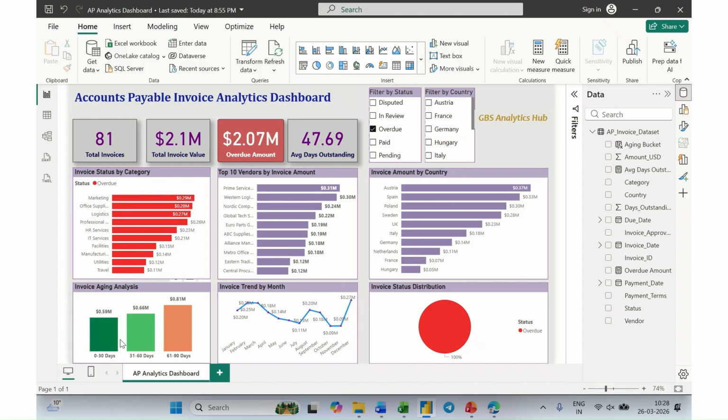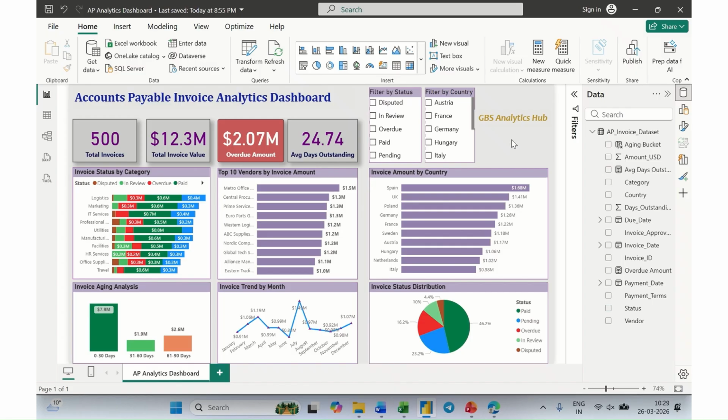That is the complete accounts payable invoice intelligence dashboard, built entirely in Power BI using sample invoice data across 500 transactions in 10 European countries. What you have seen today is not just a dashboard, it is a decision-making platform, one that transforms hours of manual accounts payable reporting into instant actionable intelligence for finance leaders, procurement teams and GBS operations managers. The concepts we covered in video 2, purchase orders, three-way match, payment terms, invoice aging, working capital, all come to life here visually and interactively.